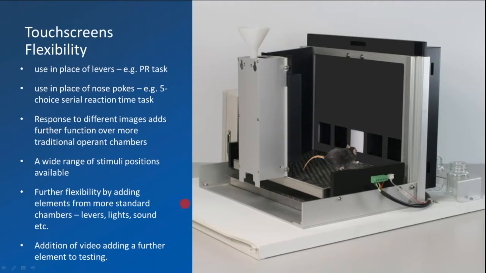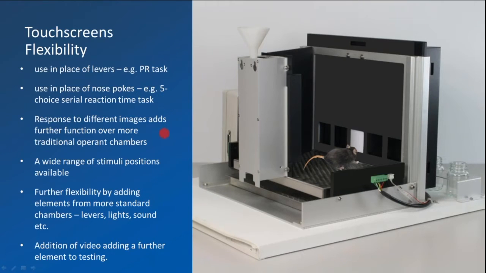The touchscreen chambers are an all-round flexible operant chamber. They can be used in place of levers. The touchscreen has successfully been used with the progressive ratio task. They can be used in place of nose pokes. The touchscreen 5-choice serial reaction time task produces equivalent results to the same task performed in the 5-hole box.